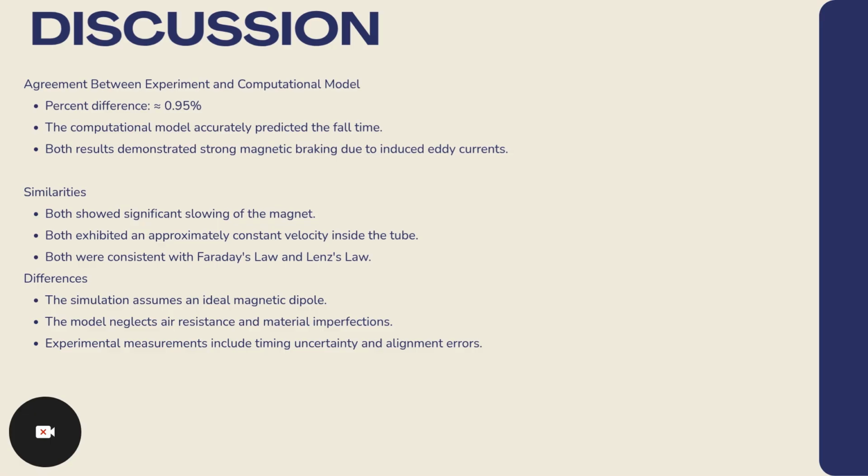Overall, the computational model showed excellent agreement with experimental results, with a percent difference of less than 1%. This indicates that the model captured the dominant physics of the system. Small differences are expected because the simulation assumed an ideal magnetic dipole and neglected factors such as air resistance and measurement uncertainty. Despite this simplification, both the experiment and the simulation showed the same overall behavior, demonstrating that the model provides a reliable prediction of magnetic braking.